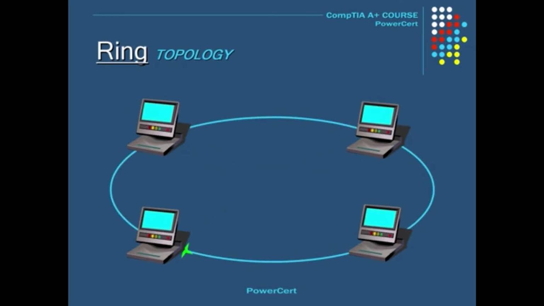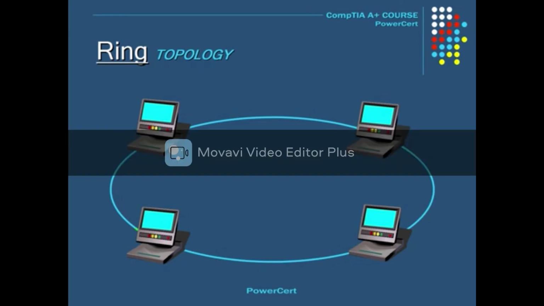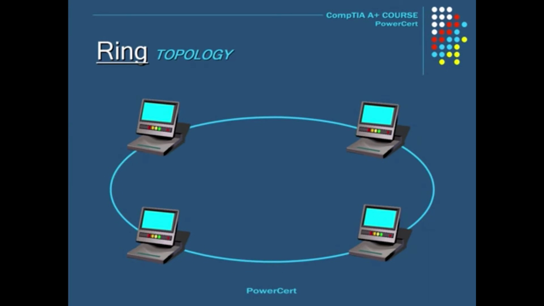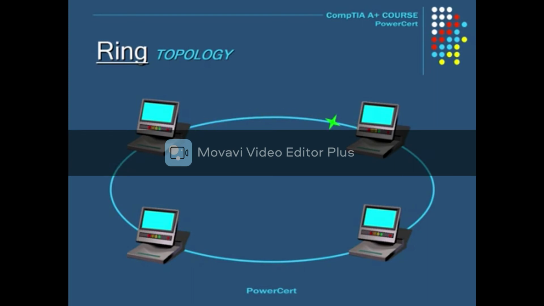A ring topology is a type of network configuration where each computer is connected to each other in the shape of a closed loop or ring. So every computer on this ring has exactly two neighbors for communication purposes. Each data packet is sent around the ring until it reaches its final destination. And unlike the star topology, the ring topology is rarely used today.